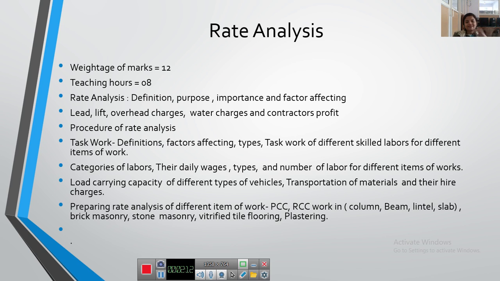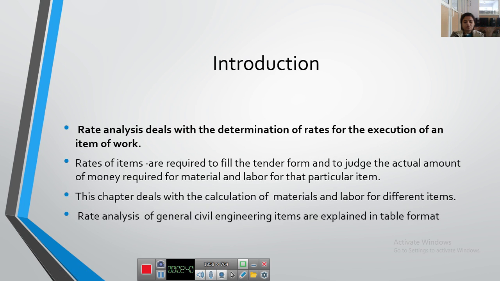Afterwards, preparing rate analysis of different items of work like PCC, RCC work for column, beam, lintel, slab, brick masonry, stone masonry, vitrified tile flooring and plastering. For all these components, we are going to do the rate analysis of all the items. So this is your introduction of the fourth unit. Are you ready to do the rate analysis? Let's start with the main topic, introduction.